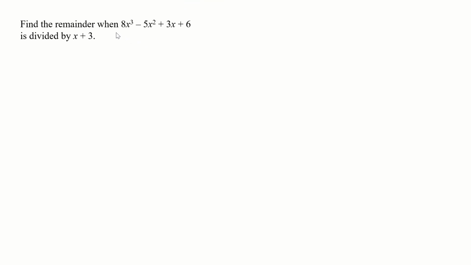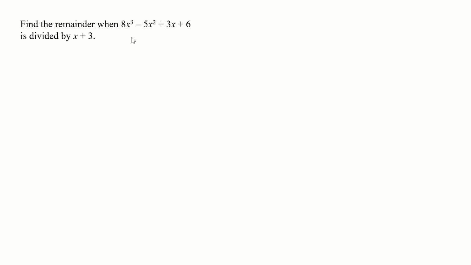In this question, we have to find the remainder when ax cubed minus 5x squared plus 3x plus 6 is divided by x plus 3. Remember, when we have such division, we call ax cubed minus 5x squared plus 3x plus 6 the dividend and x plus 3 the divisor. We're going to solve this problem using long division.